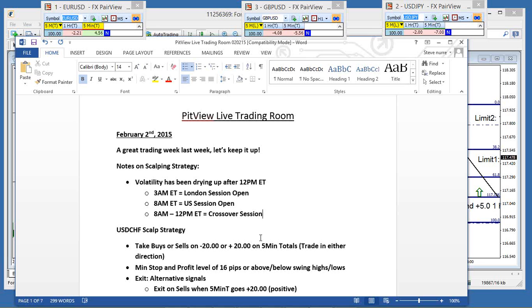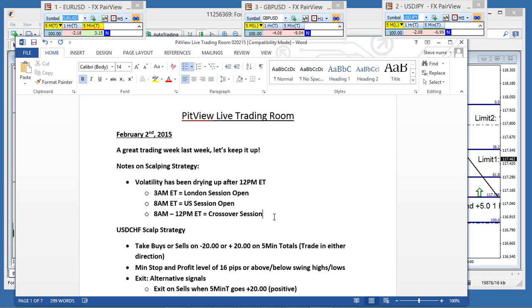However, what I've been noticing is that it was great for several weeks, but one thing I've seen is that once it reaches about 12 p.m. Eastern time, and this is kind of normal for the market, volatility and liquidity has been drying up a bit. Lack of participants, if you will.